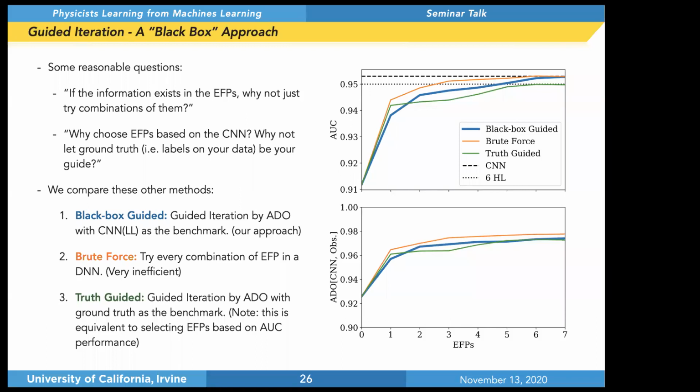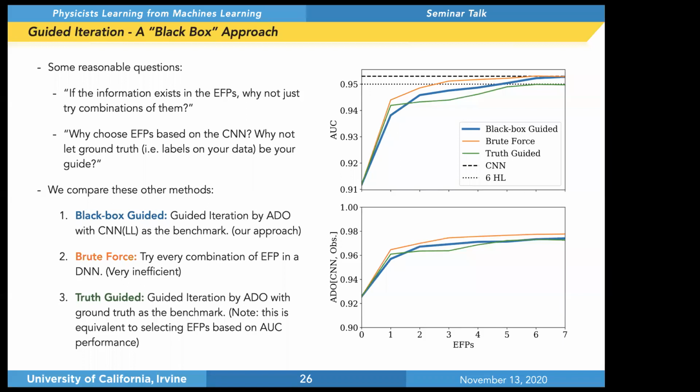So we tried one study that we're calling brute force, where you try essentially every combination of EFP in every pass. You start out with jet PT and jet mass, and you try those two plus each of the EFPs and see which EFP works best, and then include that, and then start over and try to include a second EFP and figure out which combination of those EFPs works until you've saturated.